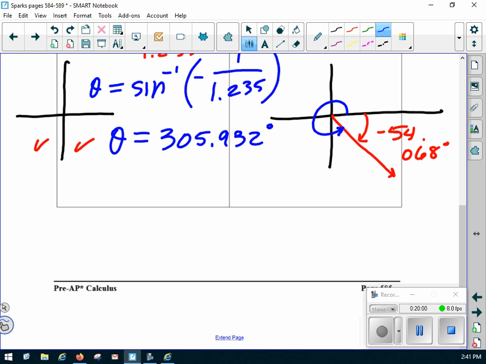Now I need an angle in quadrant 3. How in the world am I going to find an angle in quadrant 3? That angle right there. You betcha. I'm going to use 54.068 as my reference angle. Good. So I'm going to go find that angle right there.